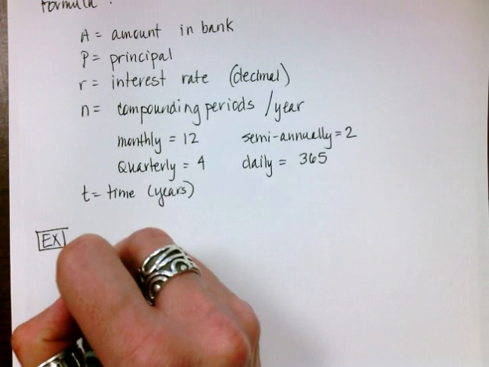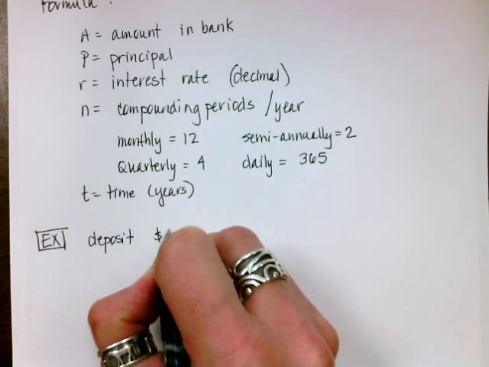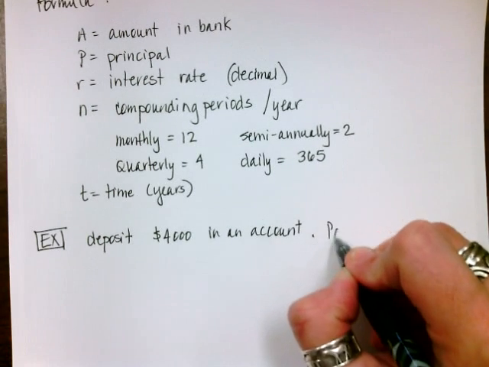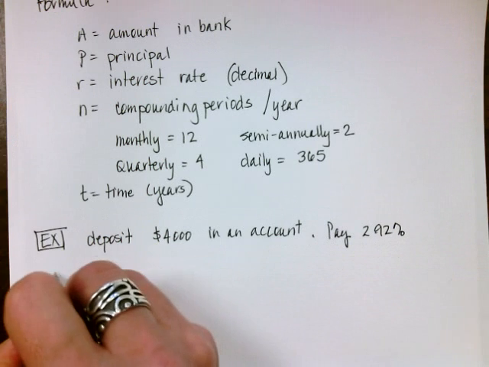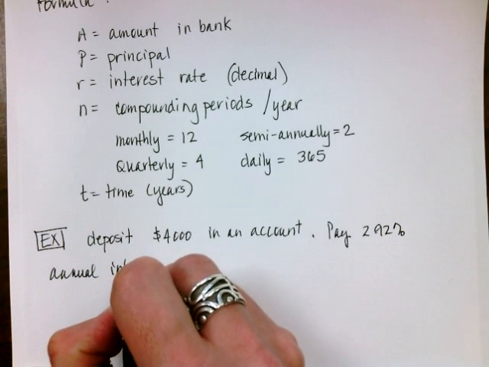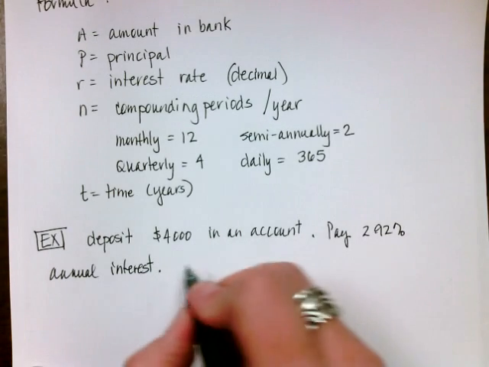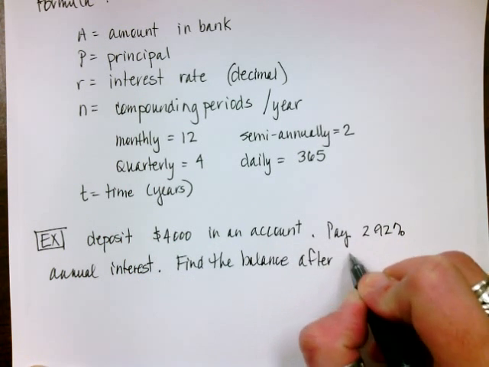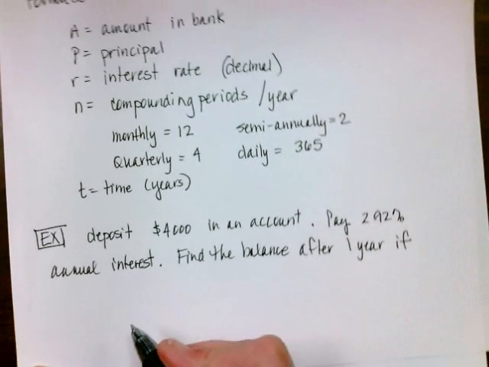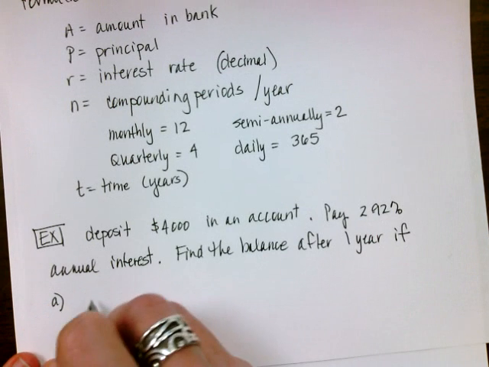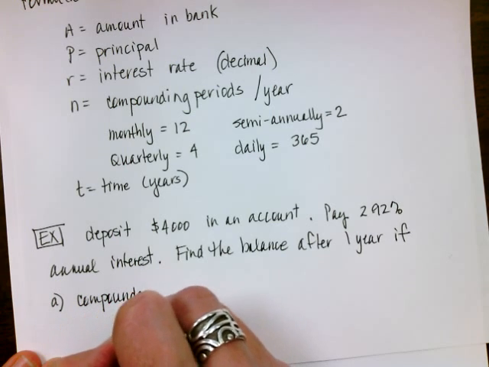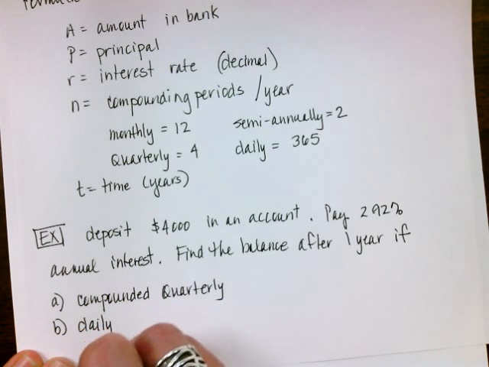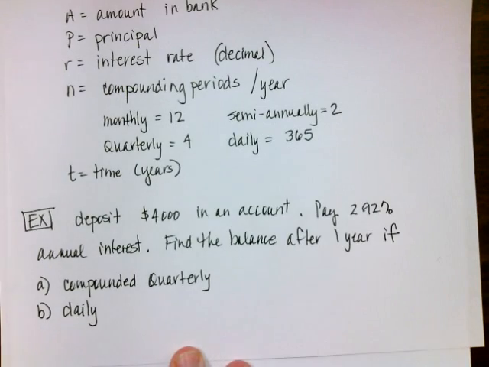All right, so I'm going to deposit $4,000 in an account. It's going to pay 2.92% annual interest. Then I want to find the balance after 1 year if my compounding periods are different. So A, if it is compounded quarterly, B is going to be daily. So I'm going to either compound it quarterly or I'm going to compound it daily.